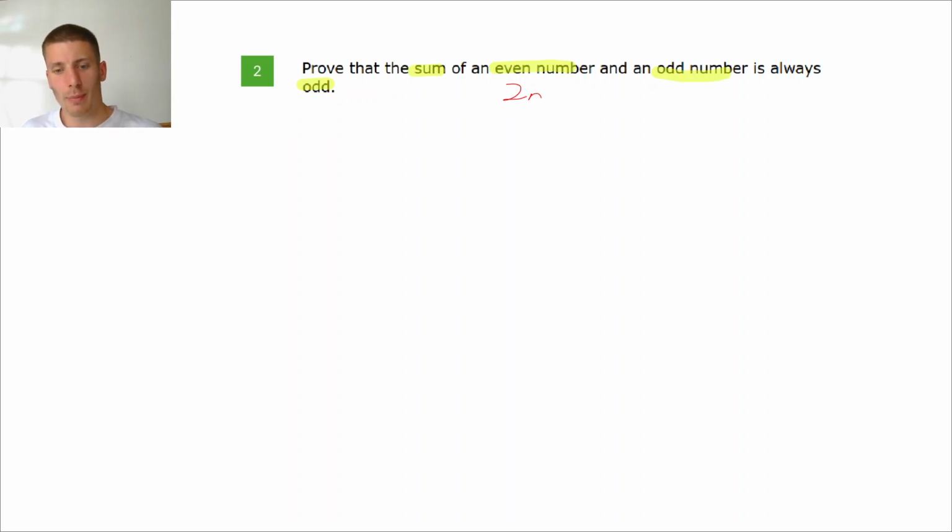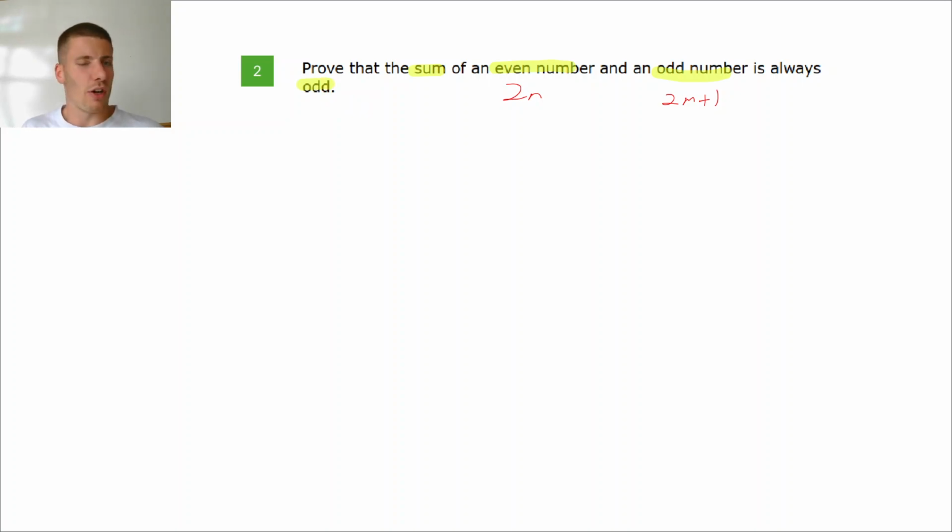So writing the odd number as 2n plus 1, even though it's not wrong, it isn't as random as it could be. Okay, so let's go and write it using a different letter, like 2m plus 1. And we're saying that if we sum these together, it's always going to be odd.